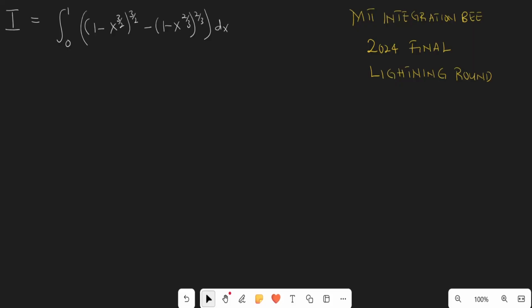We are going to transform these ones into the beta functions. And this integral actually evaluates to 0, so you may want to stick around to see the solution of this integral. So let's solve this integral.